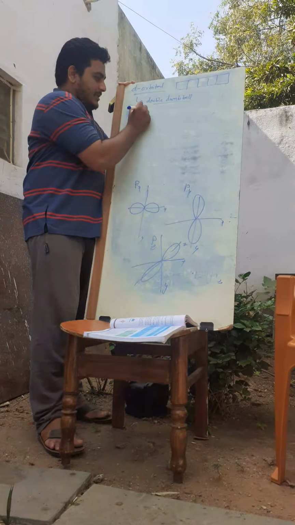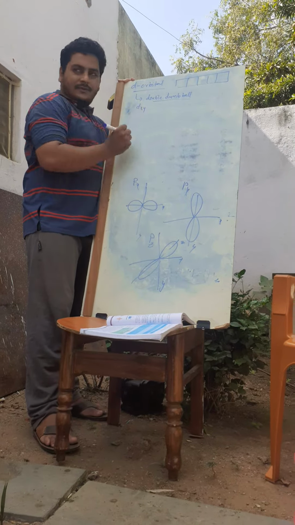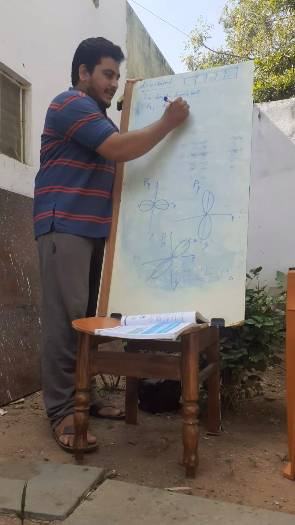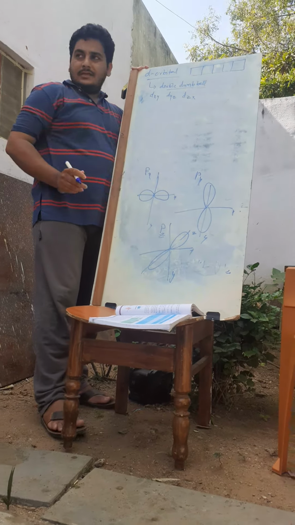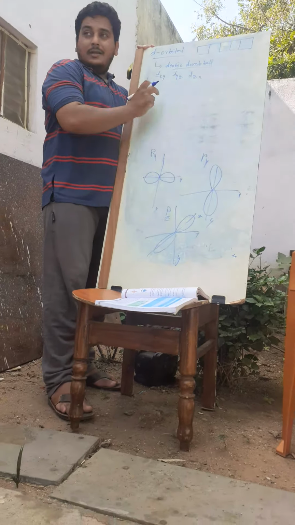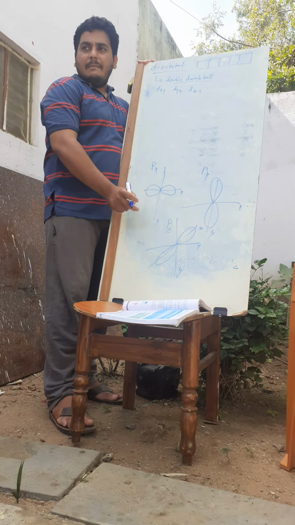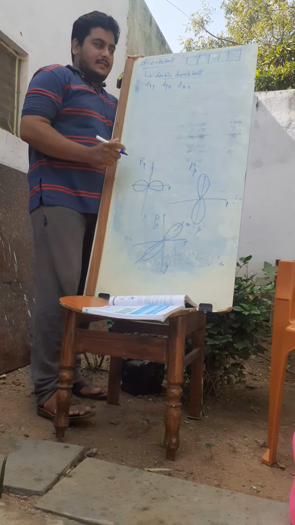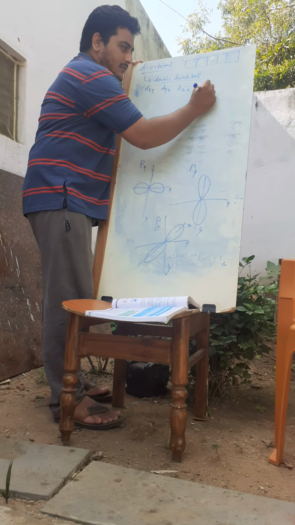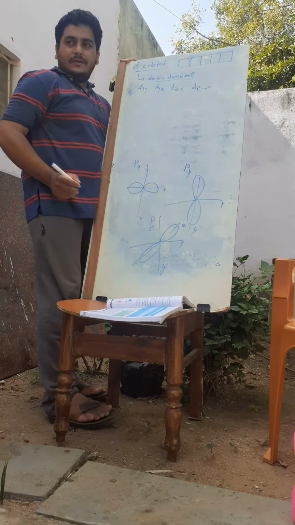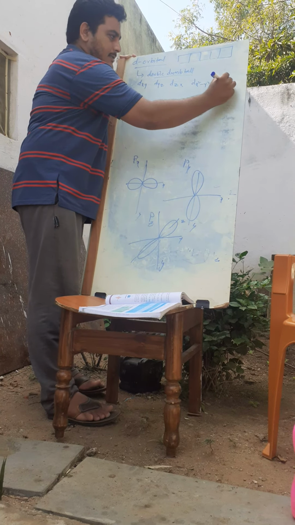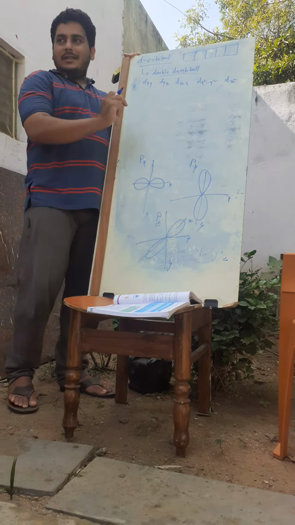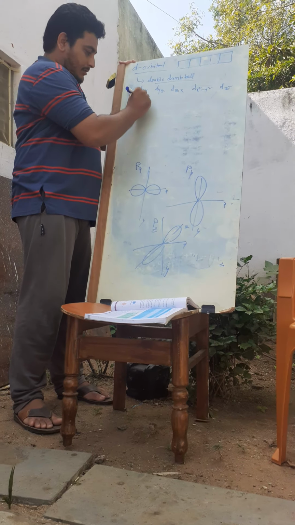See here, the names are something like this: dxy, dyz, dzx. Names are important. For p we directly had px, py, pz, but here dxy is there, dyz is there, dzx is there, and dx square minus y square, dz square. Clear with the names?